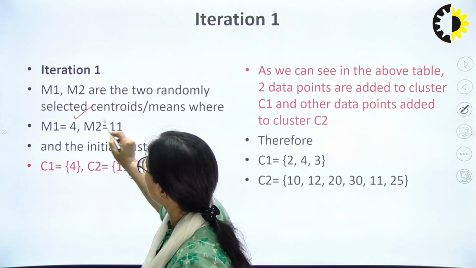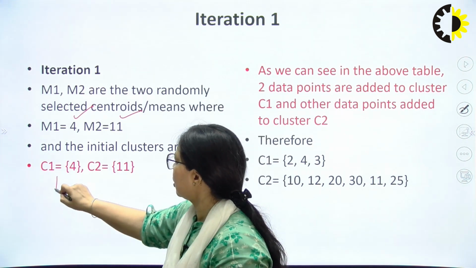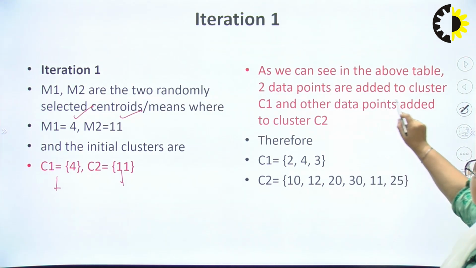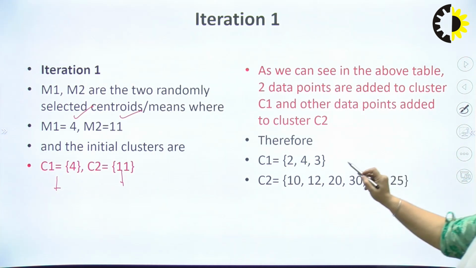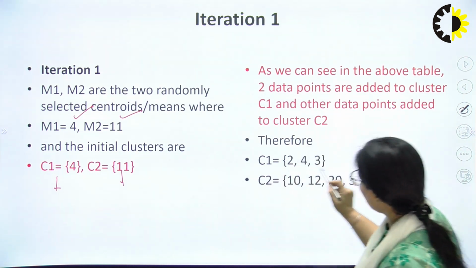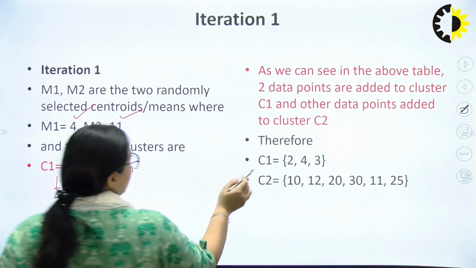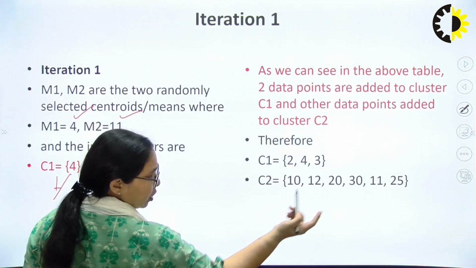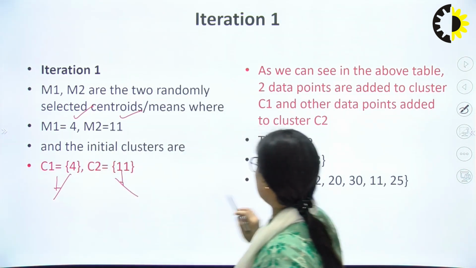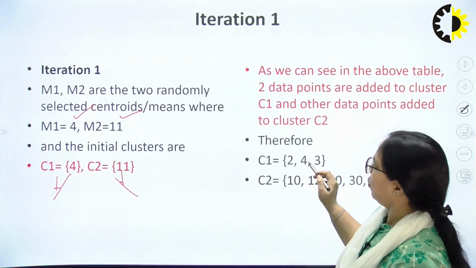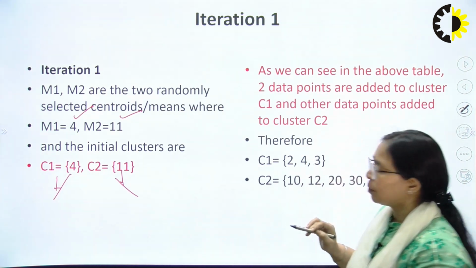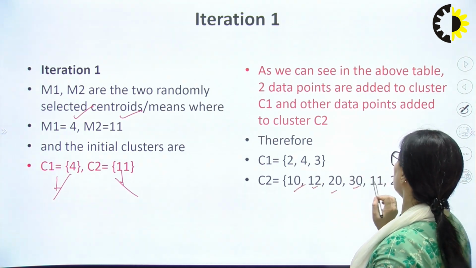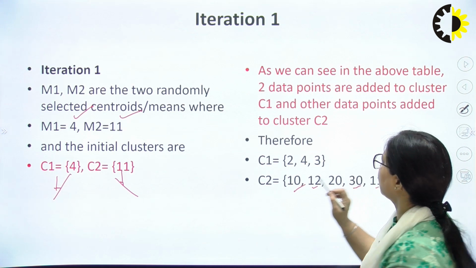Initially, we take 4 and 11 as the initial centroids, right? After that, we can see that the above table's data points are added to the clusters C1 and C2. Now we pick up the whole data set and compare whether the new elements will belong to C1 or C2, right? So we saw in this that C1 will get 2 and 3 in its group, with 4 already there, and C2 will get 10, 20, 30, and 25 in its group, with 11 already there.